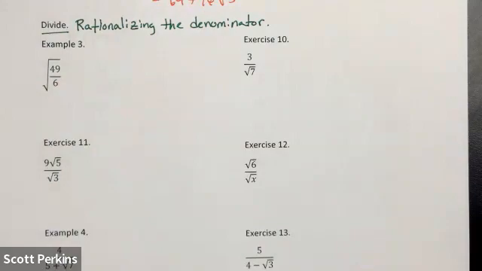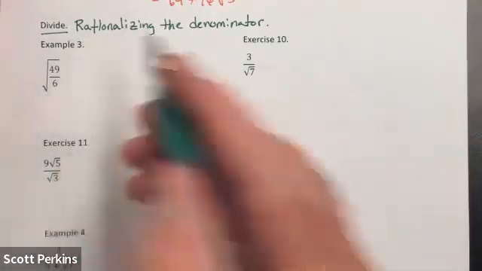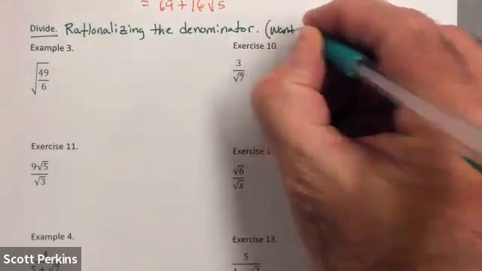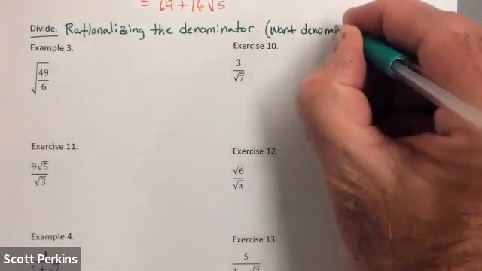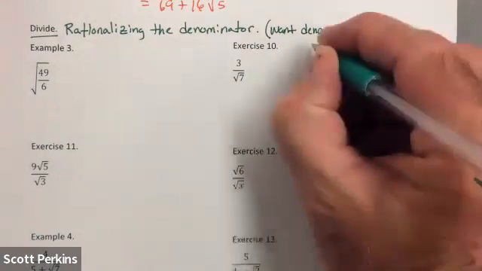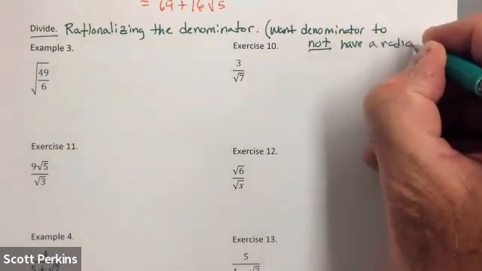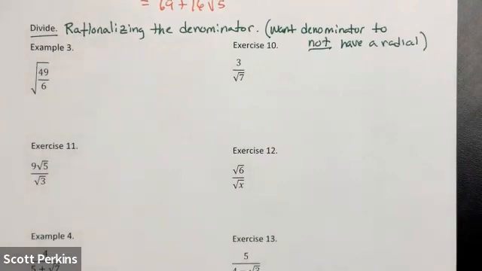And I know the word rationalizing is a nice fancy word. All that means is I want my denominator to not have a radical. So if you don't like the word rationalizing, make a little note to yourself that the goal here is we want the denominator to not have a radical. That's really the goal of dividing your radicals. It's really the best you can do. So how do I do that?